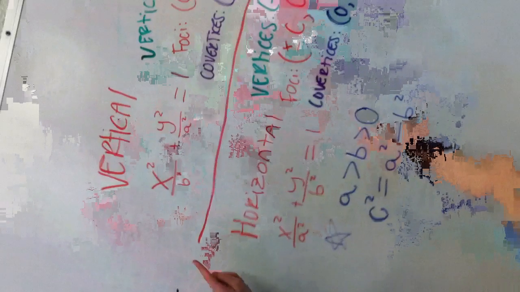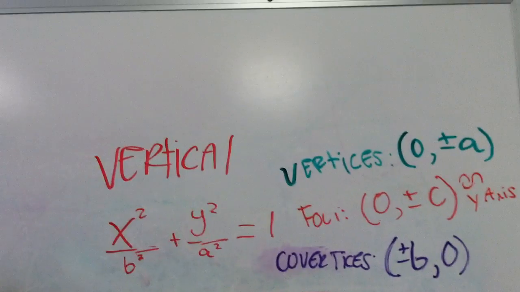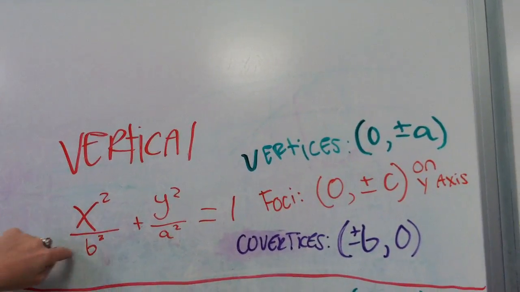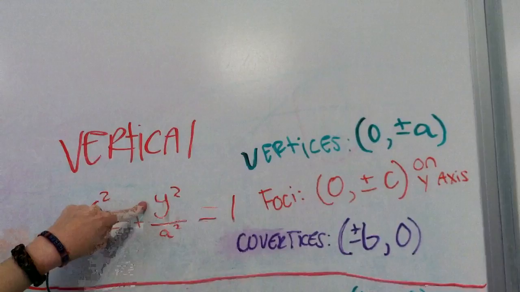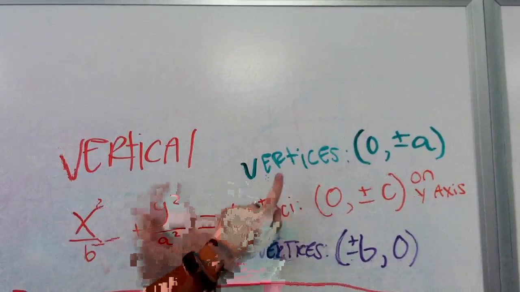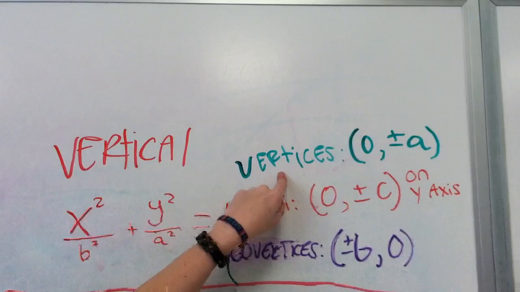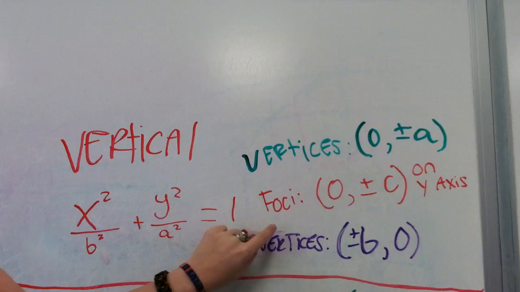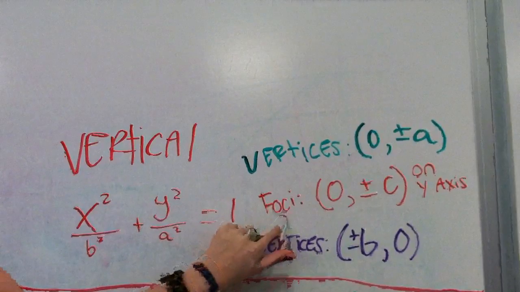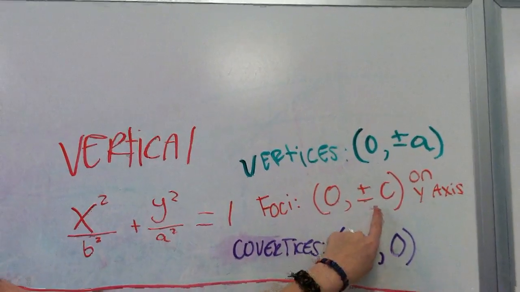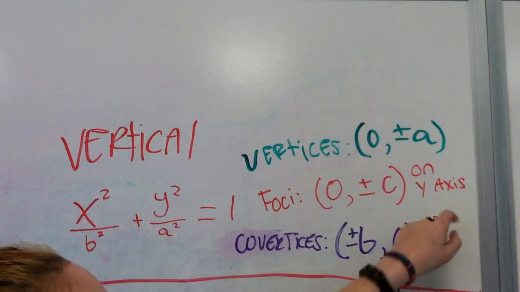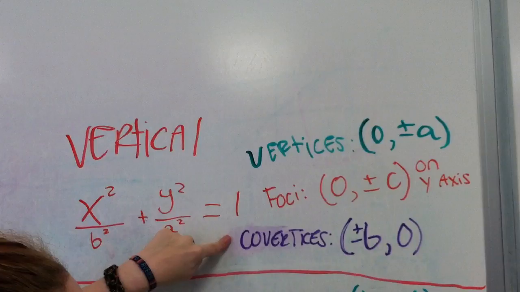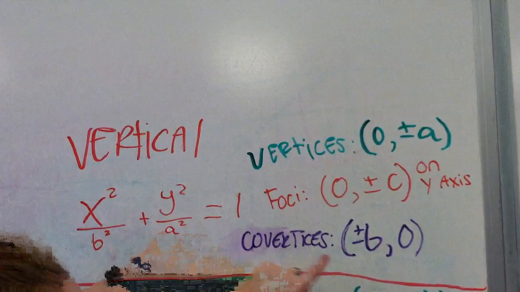The standard equation for vertical is x squared over b squared plus y squared over a squared equals 1. So your vertices are 0, plus or minus a for vertical, and your foci, whatever they are, are 0, plus or minus c on the y-axis, and these should be on the axis. And then your covertices are plus or minus b, 0.